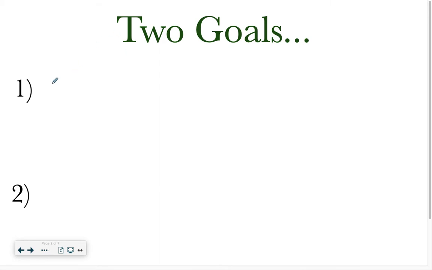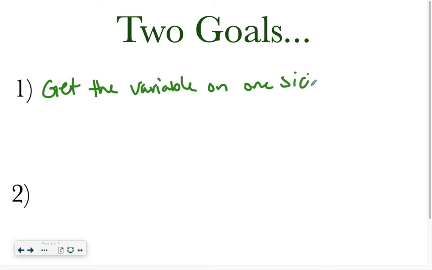The first goal is to get the variable on one side. Up to this point, the equations we've worked with have only had variables on one side. Now we're looking at stuff like this, where you have the variable appearing on both sides of the equal sign and what to do about that.